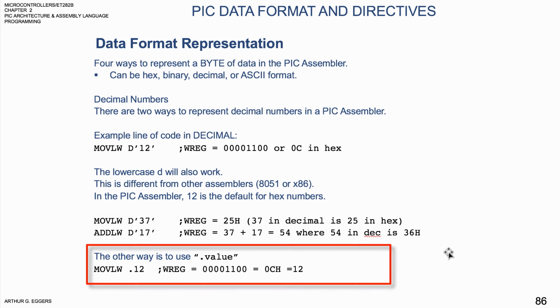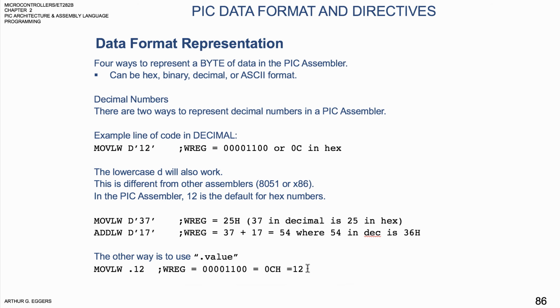The other way to represent decimal numbers is to use a dot value. In this case, we have a literal value moving to the working register, dot 12. In the working register, it sees a 00001100, which is equal to 0C in hex, or a 12 in decimal.